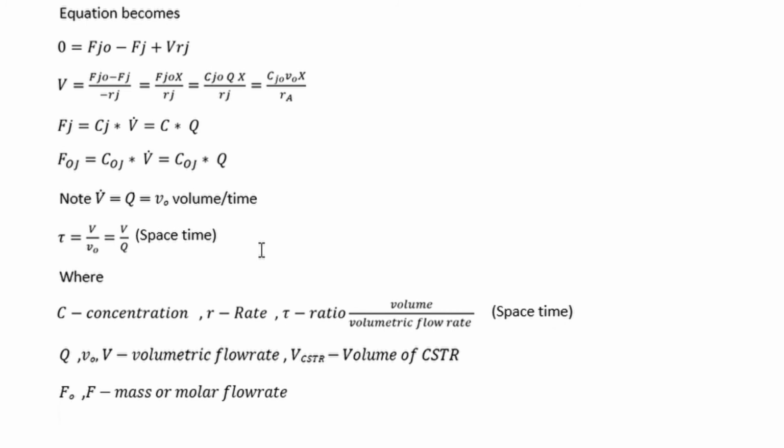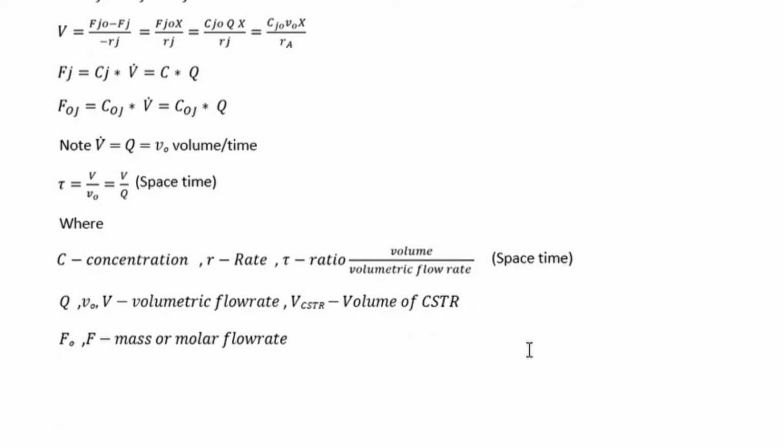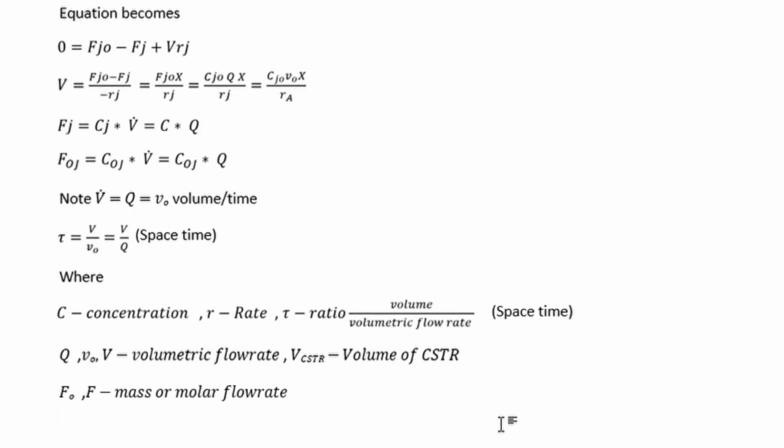The ratio of volume per volumetric flow rate can be called space-time, and it's basically volume over its volumetric flow rate. And there you go, ladies and gentlemen. We just went through general mole balance, batch reactor balance, and a continuous state tank reactor balance.